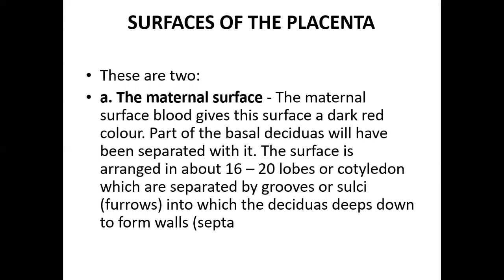So the surface is arranged in about 16 to 20 lobes or cotyledons, which are separated by grooves or sulci, and these are furrows into which the decidua dips down to form walls or septa. So it's interesting, I think, to have time to check through the pictures for the lobes themselves.